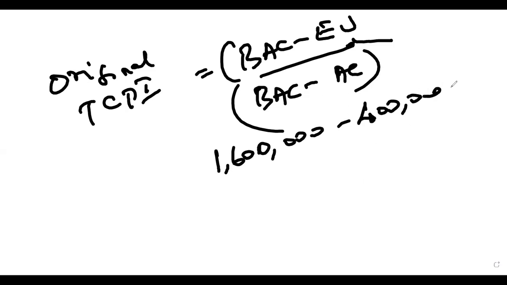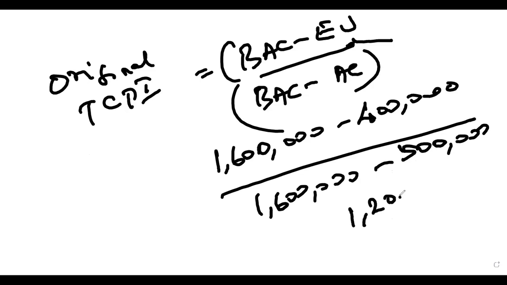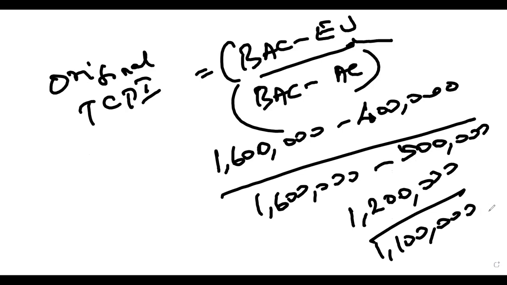400,000. Okay. Now, what is our BAC for the numerator? 1.6 million. And what was our actual cost we spent at the third month? 500K. So what is your TCPI? The original TCPI? We have 1.2 million at the numerator, and we'll have 1.1 million at the denominator. So what is your TCPI?